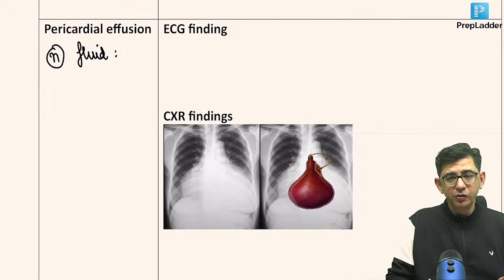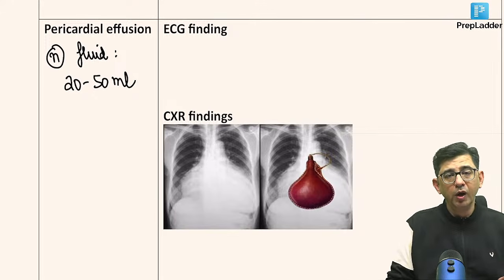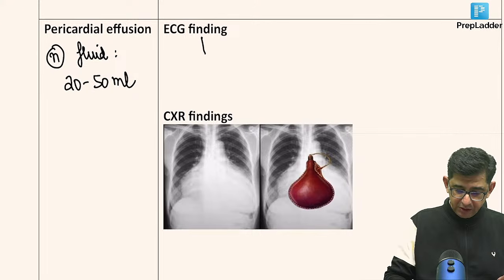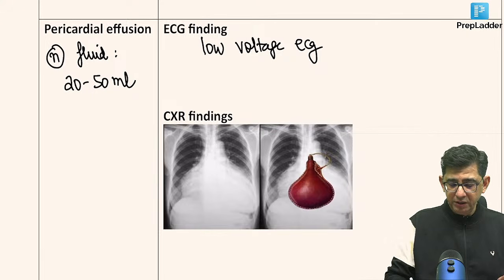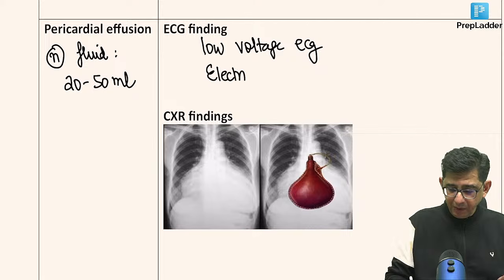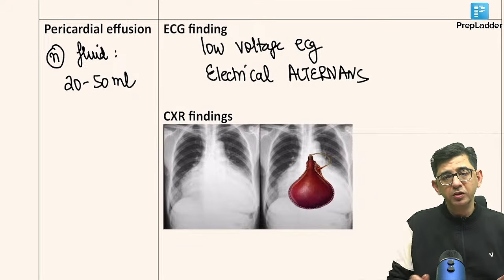Like outside our lungs, we have 20 to 50 ml. When it comes to fluid outside our heart, it would be 20 to 50 as well. So anything more than that would be called a pericardial effusion. And the ECG finding in this case, as I've explained to you already, would be a low voltage ECG. And apart from low voltage ECG, because the heart is dancing in a bag of fluid, we use the term electrical alternans. That means there's a fluctuation in the voltage of the R wave.